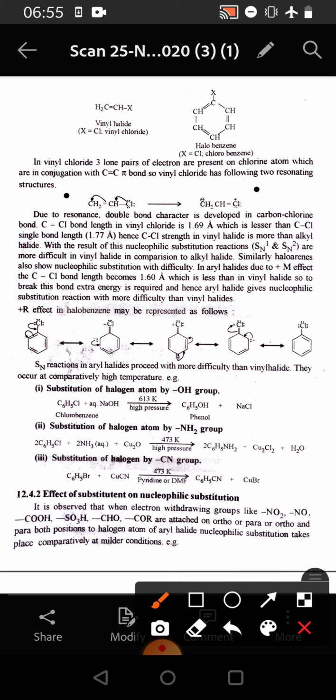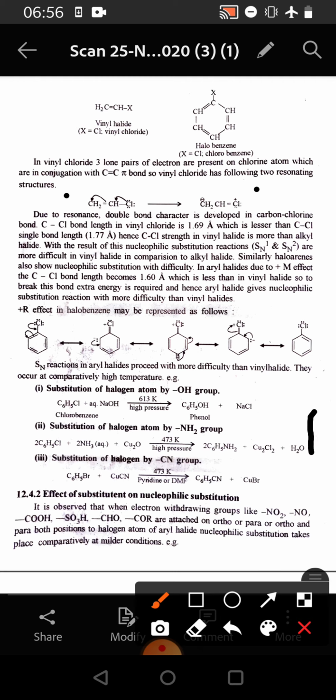Due to the resonance, double bond character develops in the carbon-chlorine bond, and the bond length in vinyl chloride is 1.69 angstrom, which is less than the C-Cl single bond length, 1.77 angstrom. Hence, the C-Cl bond strength in vinyl halide is more than that of alkyl halides. As a result, nucleophilic substitution reactions, SN1 and SN2, are more difficult in vinyl halides in comparison to alkyl halides.